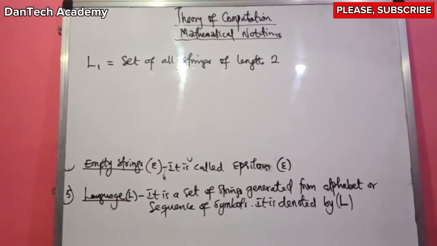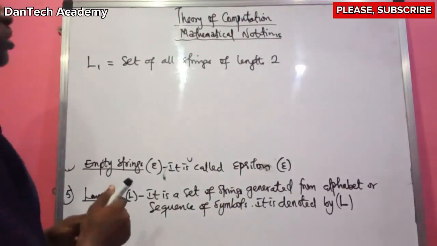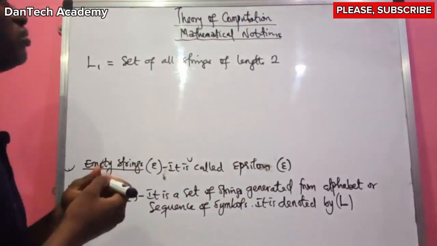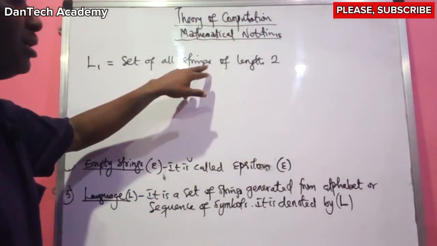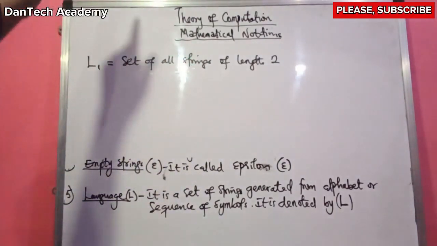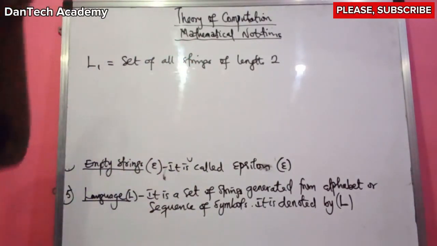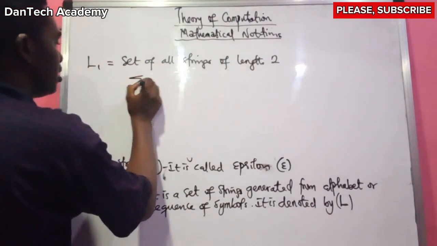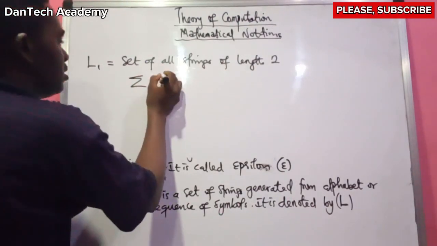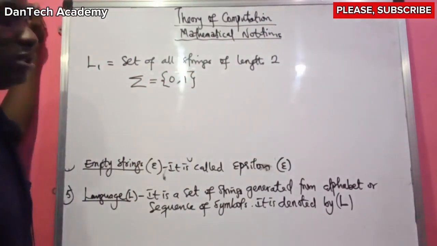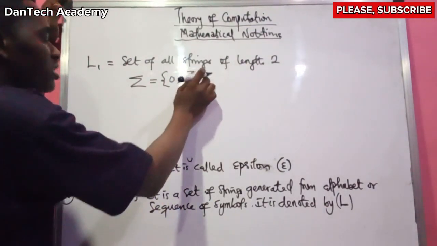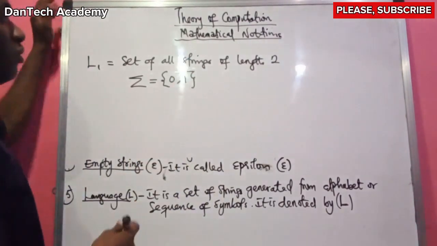Set of all strings of length 2. Now, if we solve this, the first thing we need to do is, don't forget that our string is generated from what? Alphabet. So we have to go back to the alphabet, the alphabet symbol, which is sigma, and your set 0, 1, right? 0 and 1. Then from here we can generate our strings of length 2.